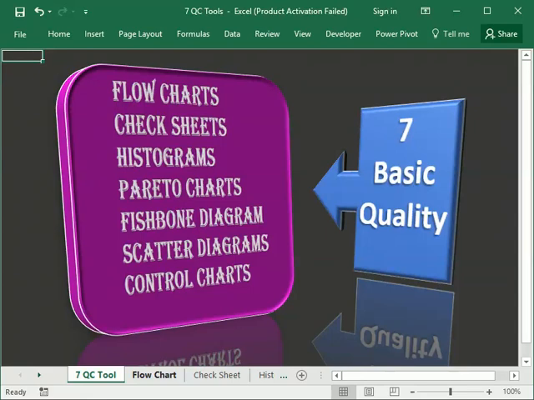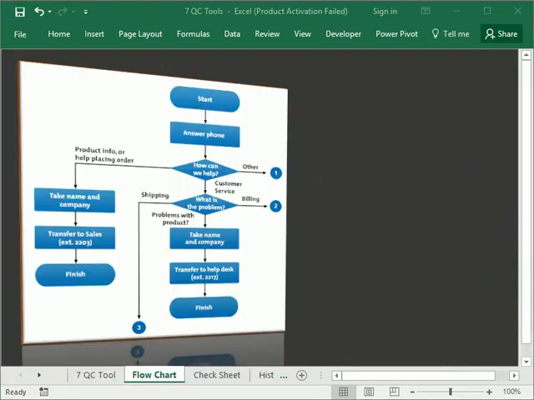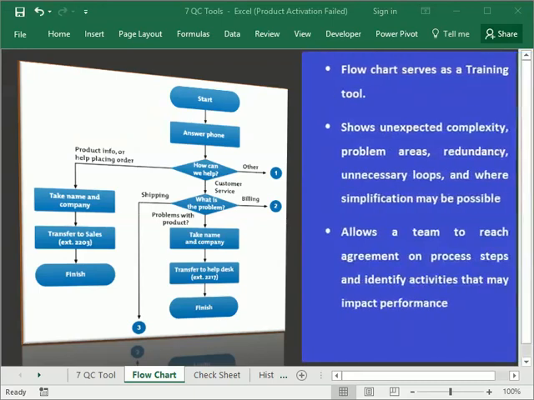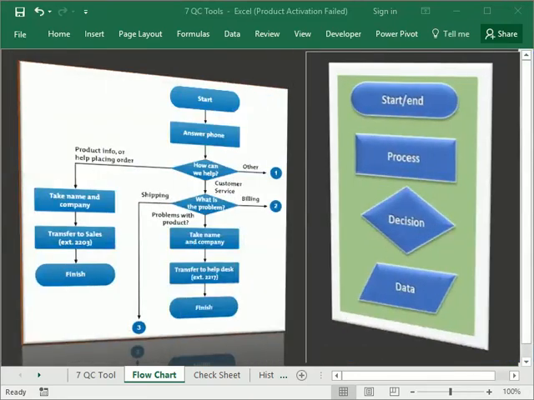First one is flowchart. A flowchart is a process map that identifies the sequence of activity needs to be performed for completing the task. Flowchart serves as a training tool, shows unexpected complexity, problem areas, redundancy, unnecessary loops, and where simplification may be possible. Allows the team to reach agreement on process steps and identifies activity that may impact performance.